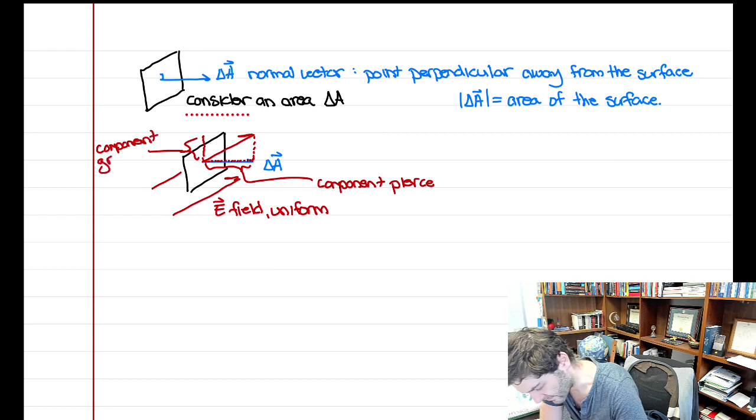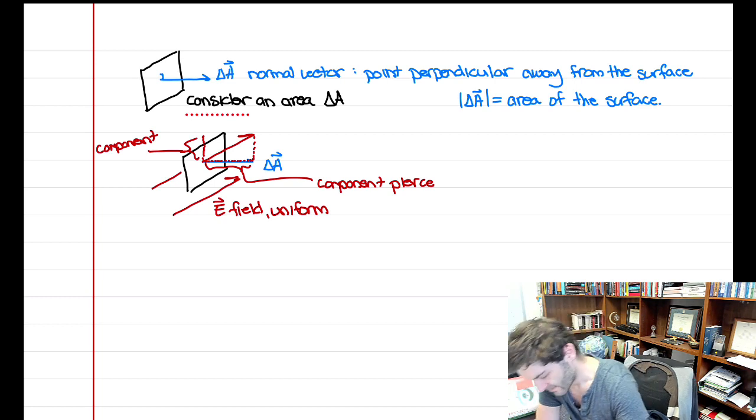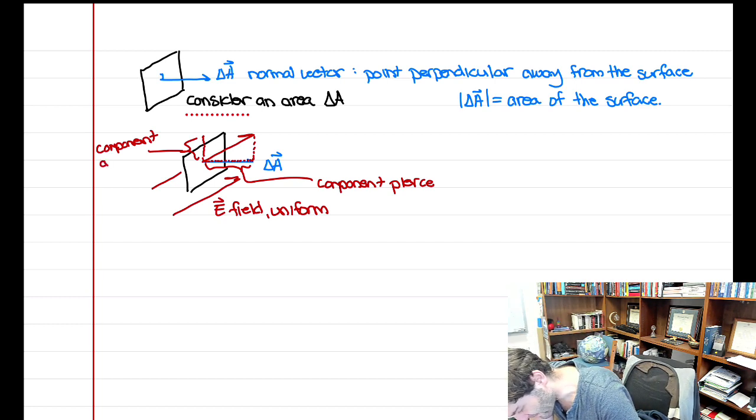kind of grazes. Is that the right word? Well, that's the component that doesn't go through, but it kind of goes alongside the slab.